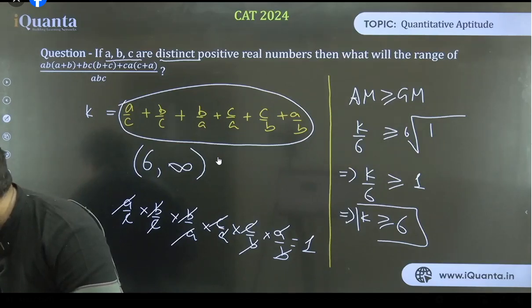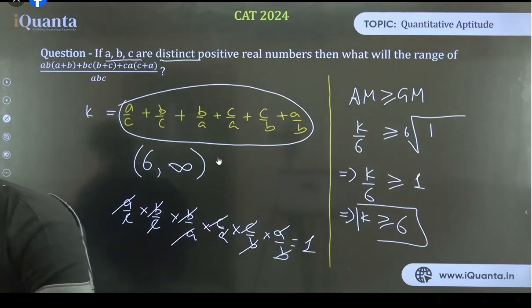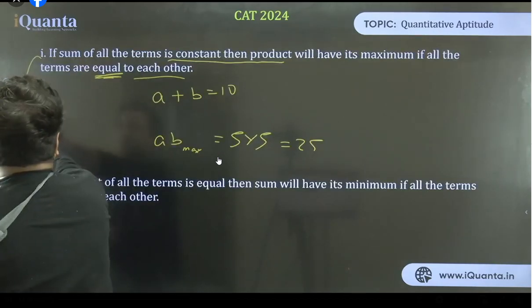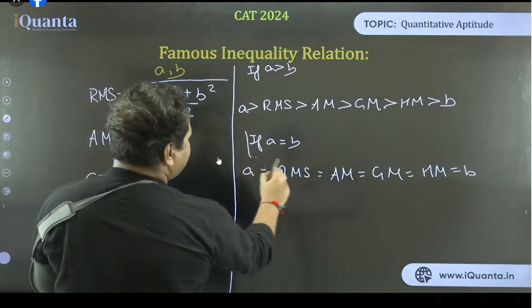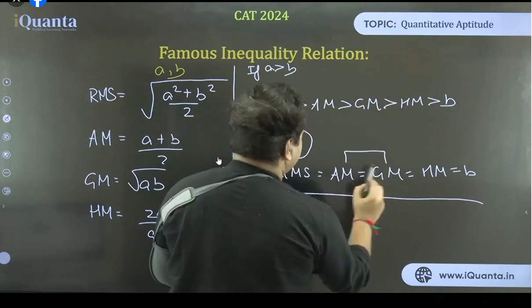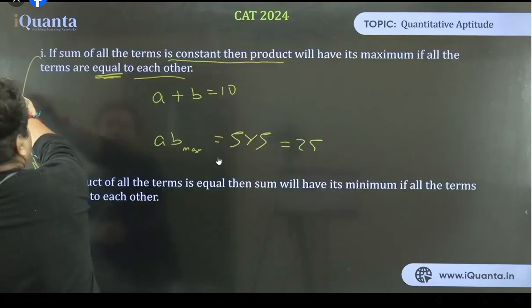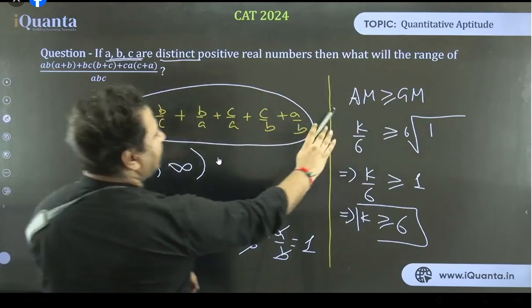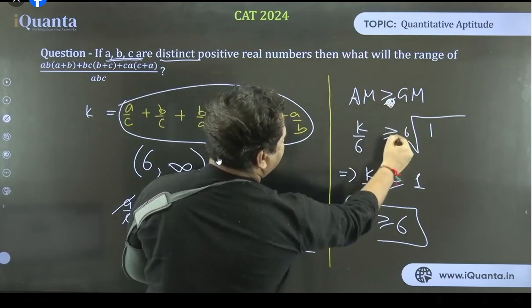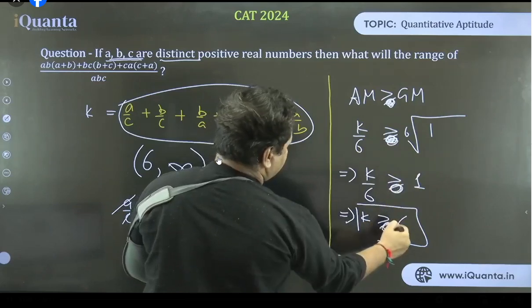Is that understood, everyone? See, when I wrote about AM and GM, I wrote that if a is equal to b, then only are all these things equal, then only are AM and GM equal, isn't it? Here the question says a, b, c are distinct, that means AM and GM can never be equal. This is never going to happen for this specific case.